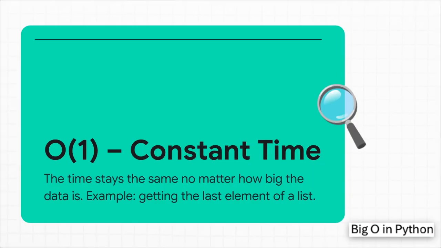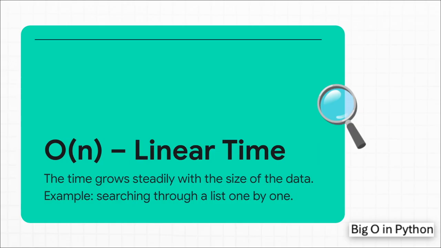First up, we've got the dream scenario, O of 1, or constant time. This is the best you can get. It means an operation takes the exact same amount of time, no matter how much data you have. Think about it. Grabbing the very last item in a shopping list is just one step. It doesn't matter if your list has 10 items or 10 million items. It's always just one step. Its performance is a beautiful, perfectly flat line. Next, we have O of n, or linear time. Now, this is probably the most common and intuitive one.